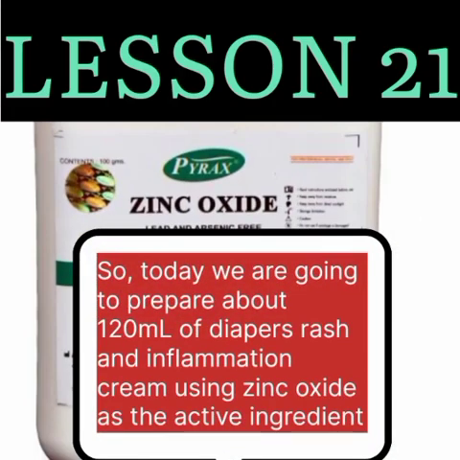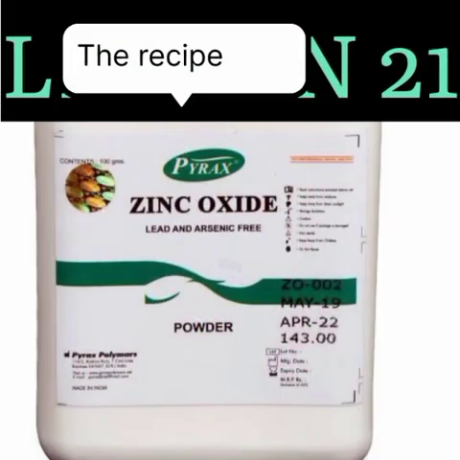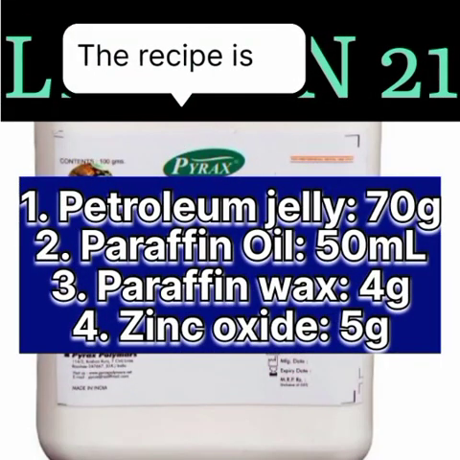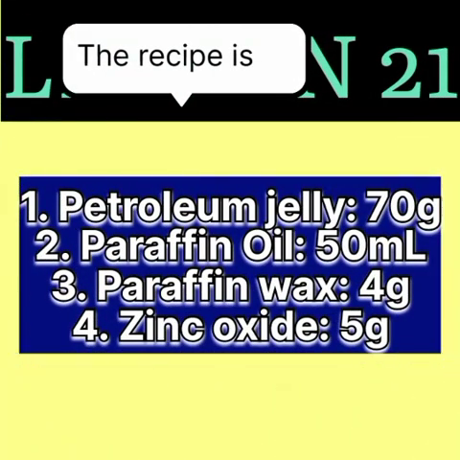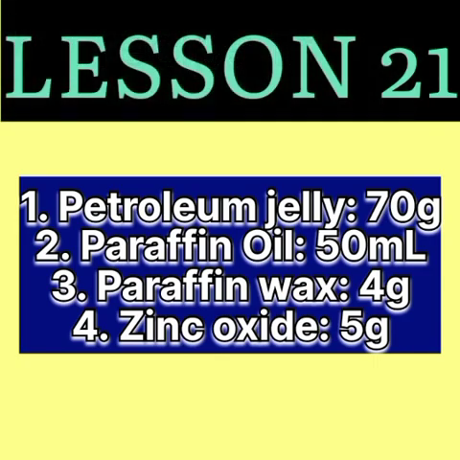So today we are going to prepare about 120 ml of diapers rash and inflammation cream using zinc oxide as the active ingredient. The recipe is petroleum jelly 70 grams, paraffin oil 50 ml, paraffin wax 4 grams and zinc oxide 5 grams.